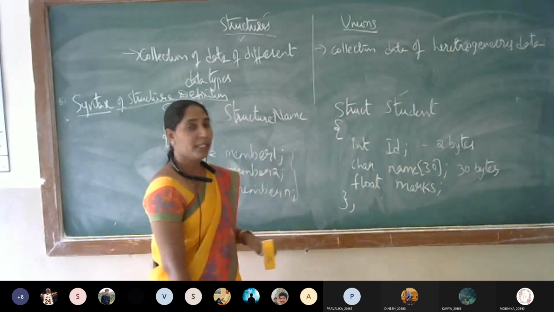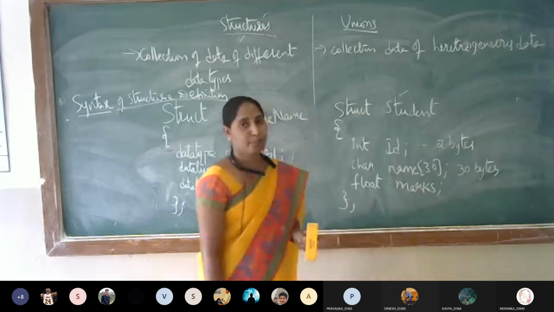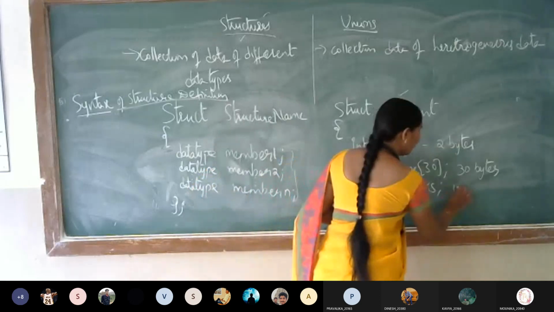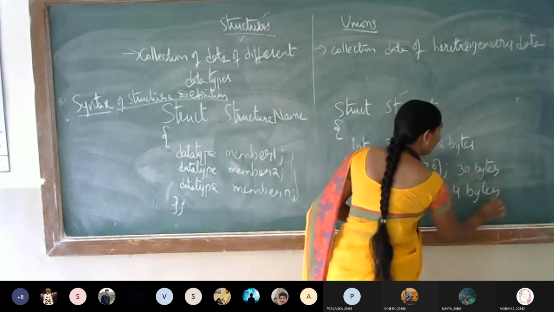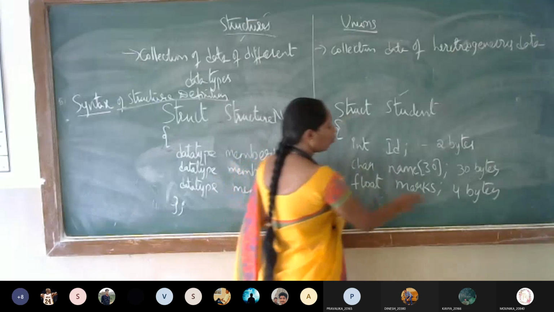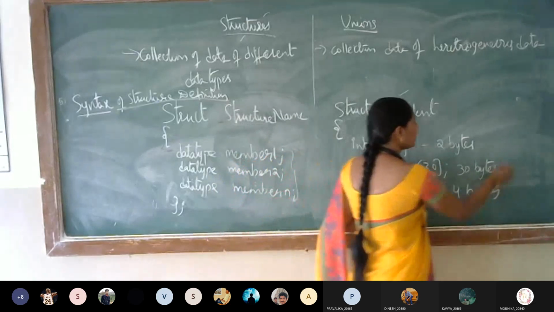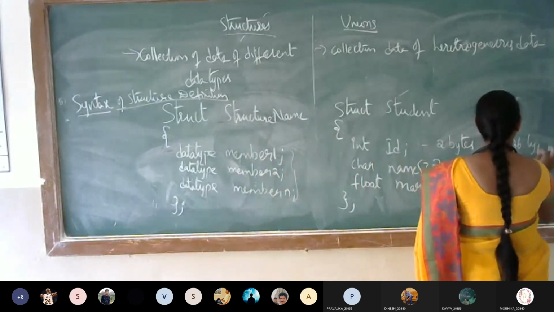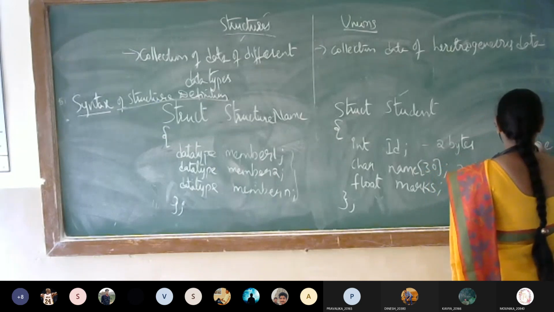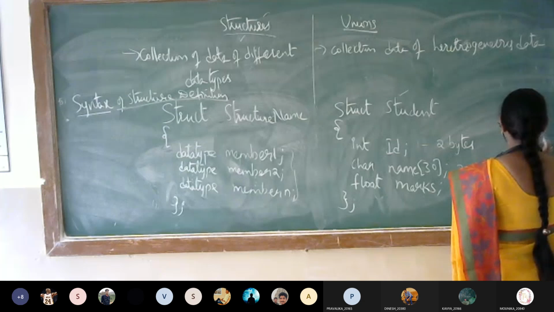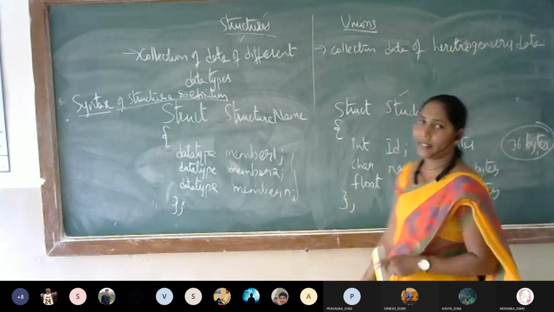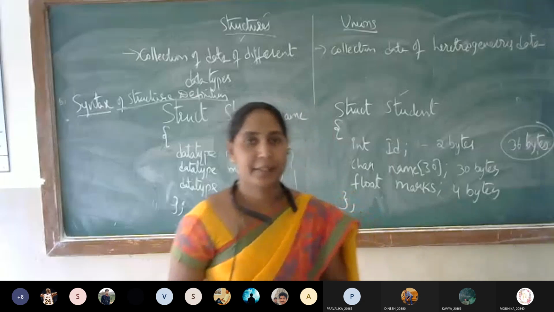30 bytes of memory will be allocated for name. Then float mark. So float will be holding how many bytes of memory? 4 bytes of memory. So in total, one particular structure will be holding around 36 bytes of memory. 36 bytes of memory will be allocated for one particular student.